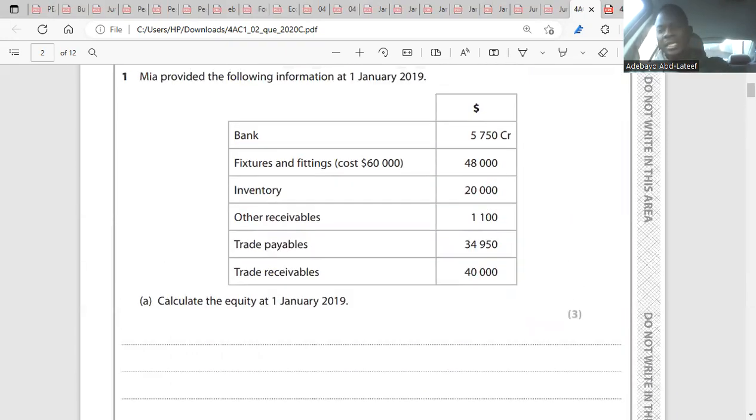So these are the items we have for the financial records of Maya. First we have to find the assets. The assets are fixtures and fittings, that's 48,000, plus inventory, an asset, that's 20,000. Hold on, please. For the fixtures and fittings, we have the cost at 60,000, right? There's a cost of 60,000.